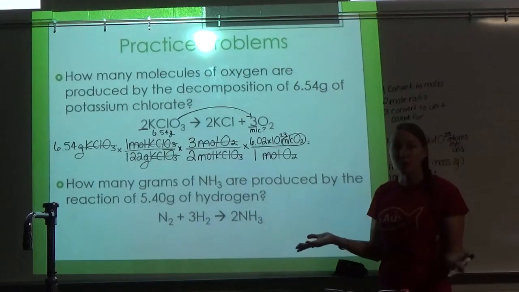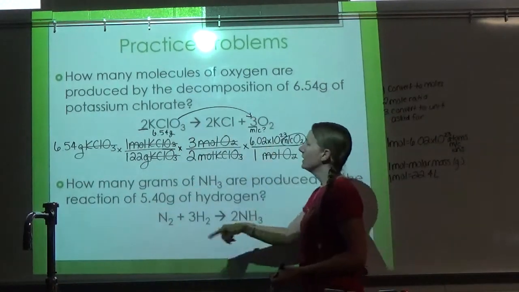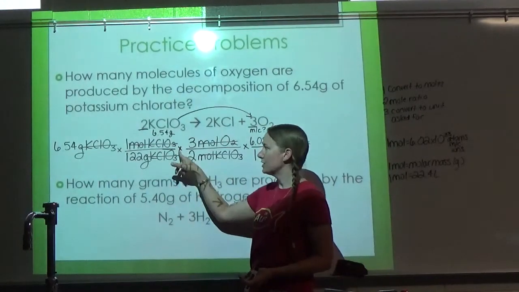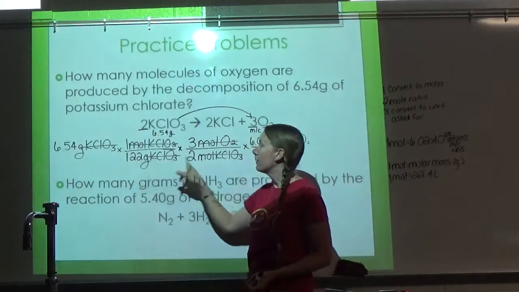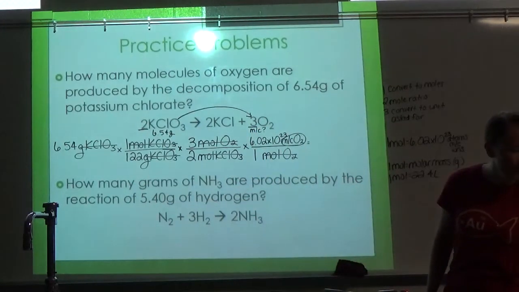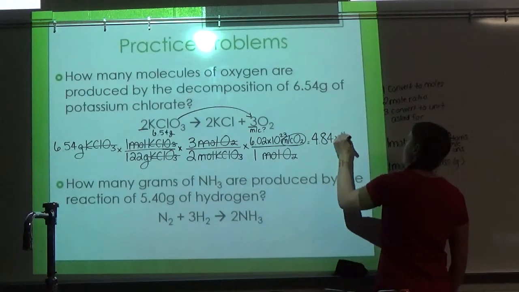And so then I just have to multiply and divide. Remember, you multiply any of the numbers on top and divide by any number on bottom. Don't multiply by those two just because you see the multiplication here. You're dividing by both numbers. So I get 4.84 times 10 to the 22.